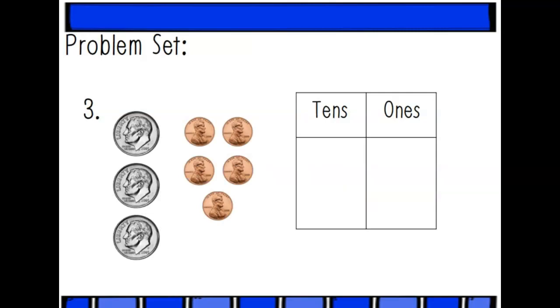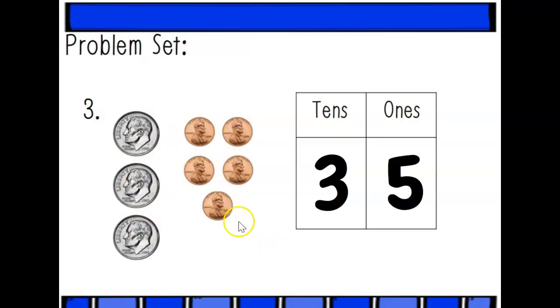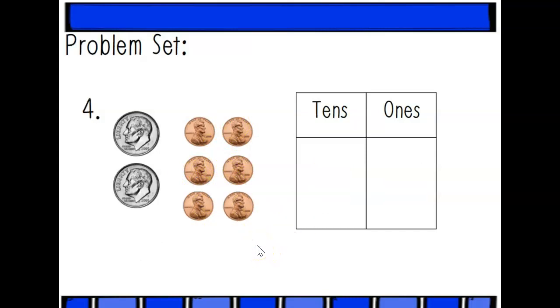So remember, a dime is 10 cents, so we count that as a 10. So we have 1, 2, 3 tens, and we have 1, 2, 3, 4, 5 pennies. So we have a total of 10, 20, 30, 31, 32, 33, 34, 35 cents, or 3 tens and 5 ones.